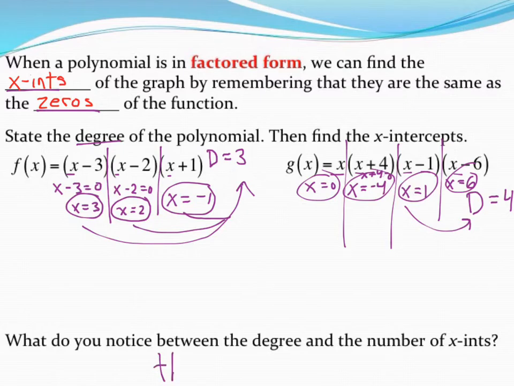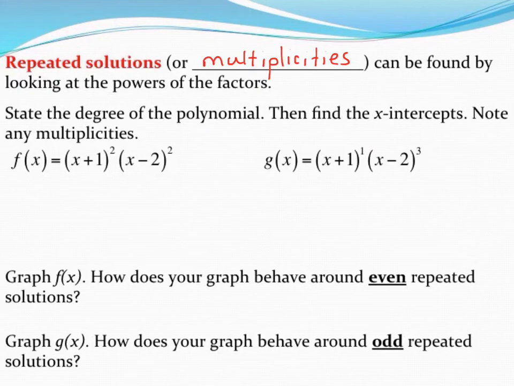So to answer this question down here, the number of zeros, the number of x-intercepts you have, is always the same as the degree. Now, that is true, but sometimes we have to take into account imaginary solutions, which wouldn't show up as x-intercepts, and sometimes we have to take into account repeated solutions. So let's take a look at repeated solutions real quick. Sometimes repeated solutions are called multiplicities, but they mean the same thing, and to find them, we'll simply look at the powers of the factors that we're working with.